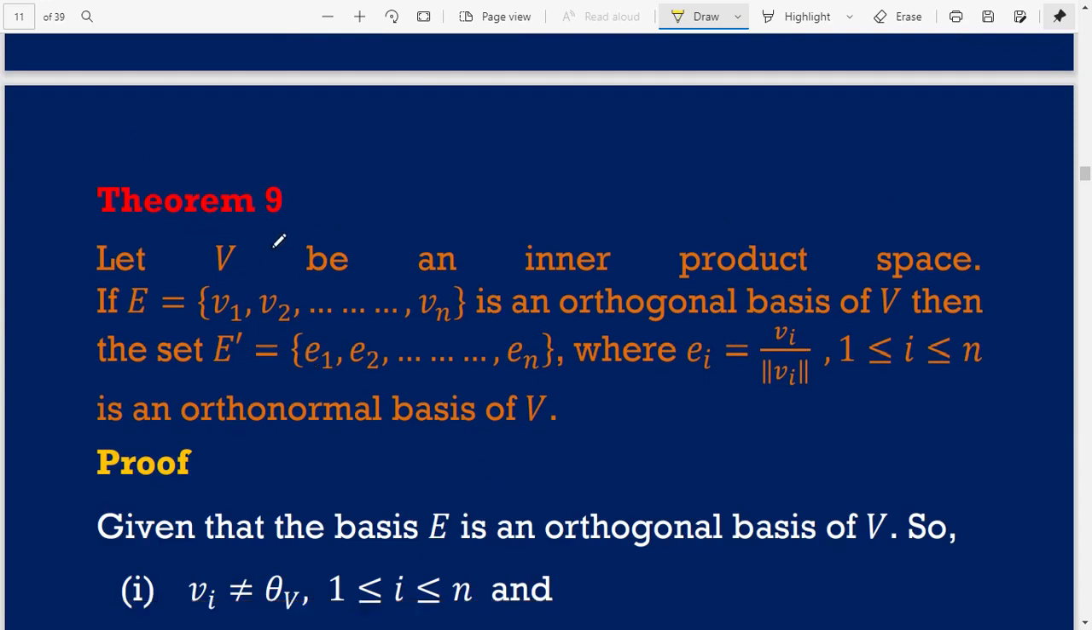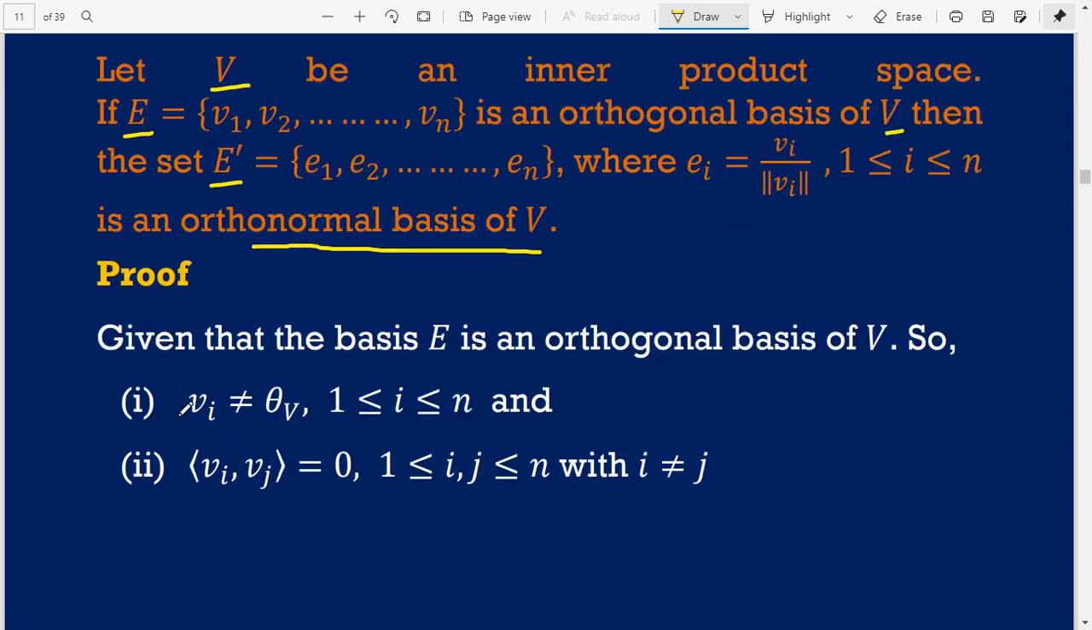Now the next theorem: let V be an inner product space, and if E is equal to V1, V2 up to Vn is an orthogonal basis of V, then the set E dash is equal to E1, E2 up to En, where Ei is equal to Vi upon norm Vi, 1 less than or equal to i less than or equal to n, is an orthonormal basis of V. So here we have given V is an inner product space and E is an orthogonal basis of V. Then this set E dash is an orthonormal basis of V. We have to prove this.